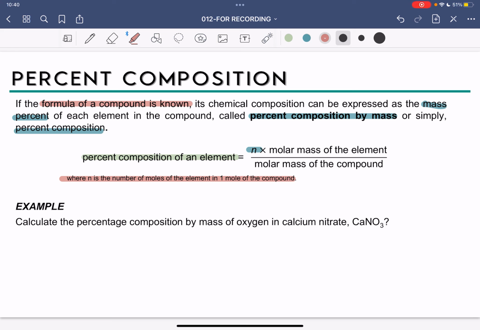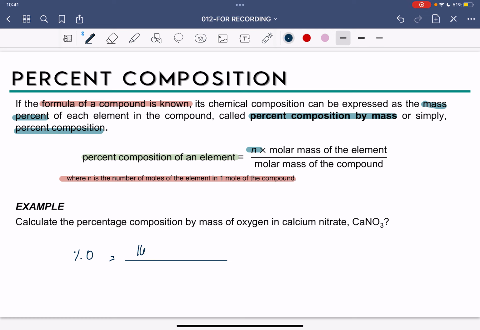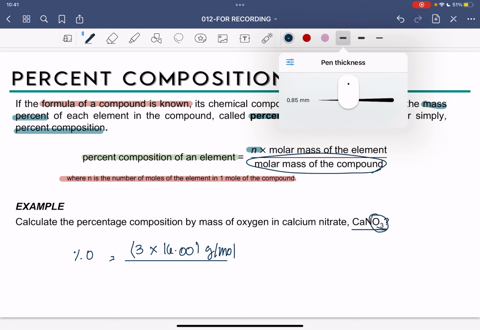example right here. Calculate the percent composition by mass of oxygen in calcium nitrate. We're given the chemical formula of calcium nitrate, CaNO3. Yung gagawin natin, follow the formula. We're being asked for the percent composition of oxygen. So ilang oxygen yung nasa CaNO3? In 1 mole of CaNO3, meron tayong tatlo. So that's gonna be 3 times 16.00 grams per mole all over the molar mass of the compound. That means kailangan pa nato kwaon ang molar mass sa atong compound.